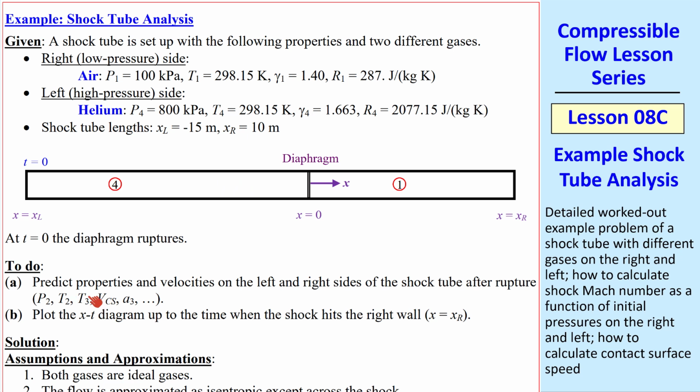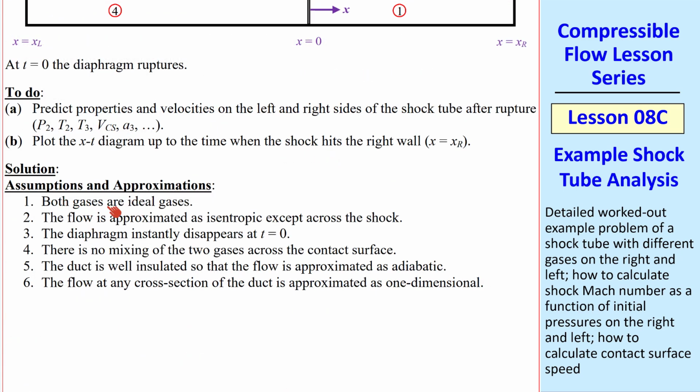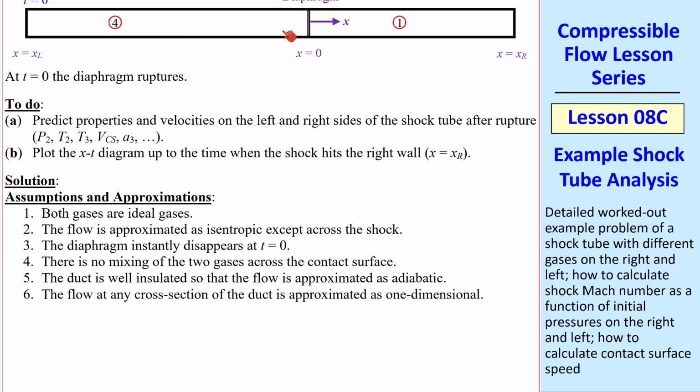We want to predict properties and speeds on the left and right sides of the shock tube and plot the XT diagram. I list the assumptions and approximations. We assume ideal gases, isentropic flow except across the shock, so we're not concerned with friction along these walls, for example. The diaphragm instantly disappears at t equals 0. There's no mixing of the two gases across the contact surface. Everything is adiabatic, and the flow at any cross-section is one-dimensional.